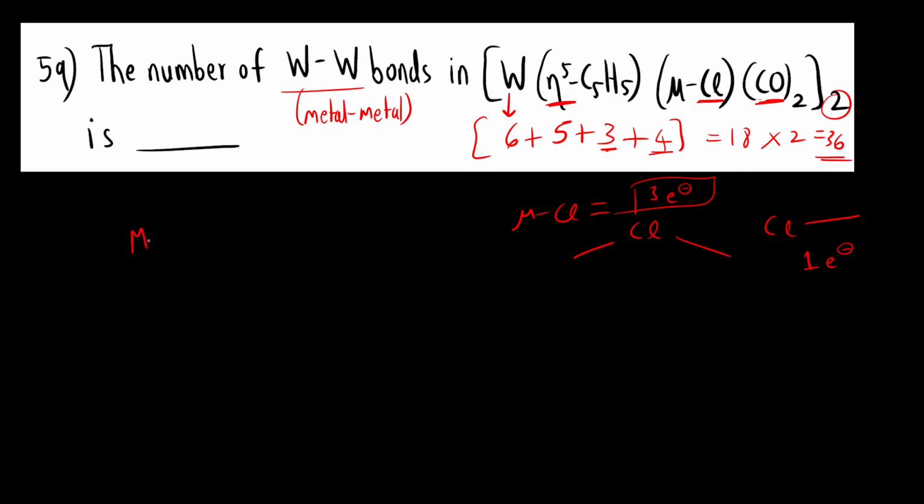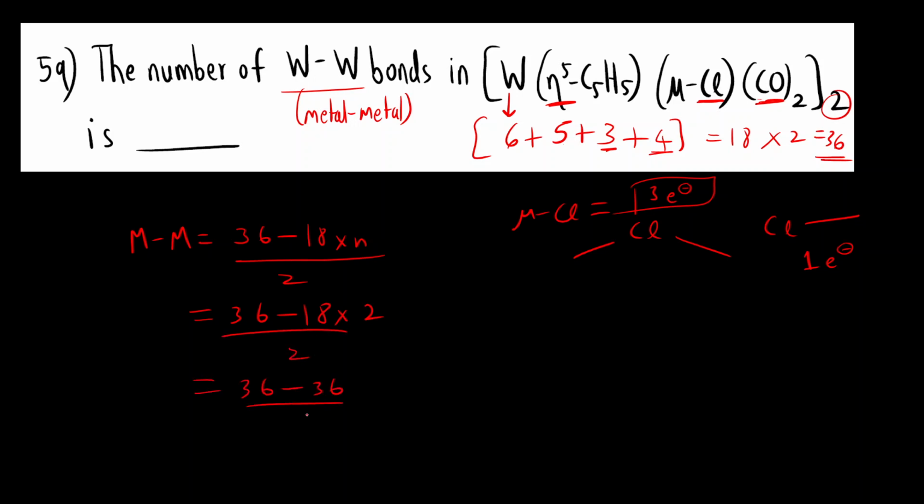How do you calculate metal-metal bond? Total valence electron, that is 36, minus 18 into N, divided by 2. 36 minus 18 into central metal atom is 2, divided by 2. 36 minus 36 divided by 2 is 0. 0 divided by 2 is 0. So the answer is 0.